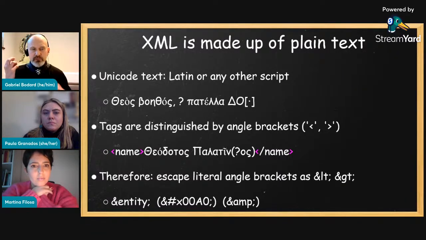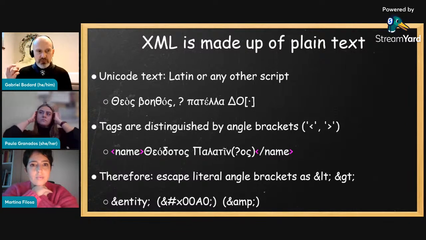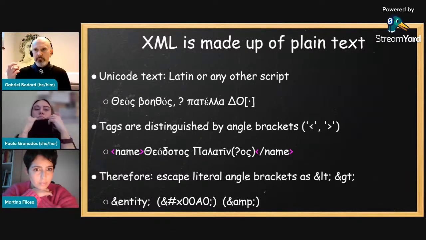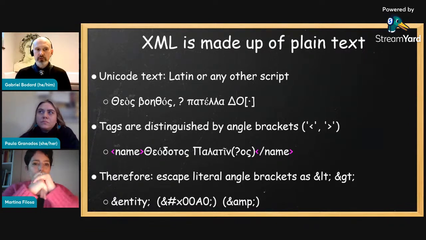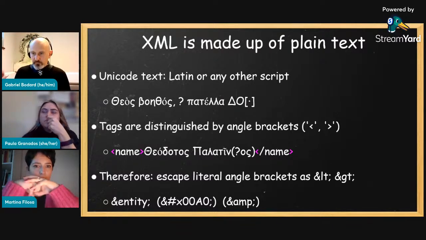I've said that EpiDoc uses XML, and just to point out, this is a definition of XML from the point of view of EpiDoc. XML is plain text. It's Unicode text, so whatever script you're writing in, you can just include those characters in there. And you can open it in literally any software that can read text. But what it does have, it has these things called tags. Tags are distinguished by angle brackets, these angle brackets here.